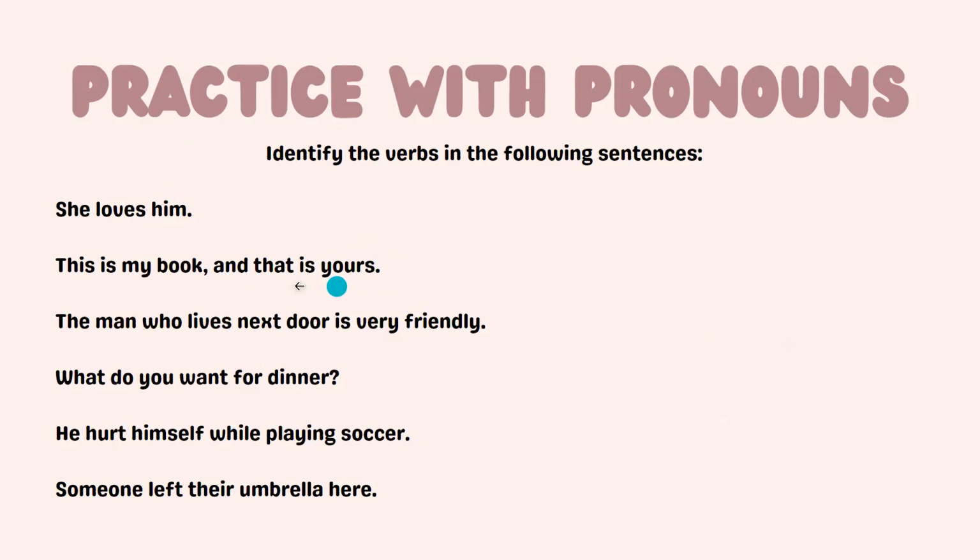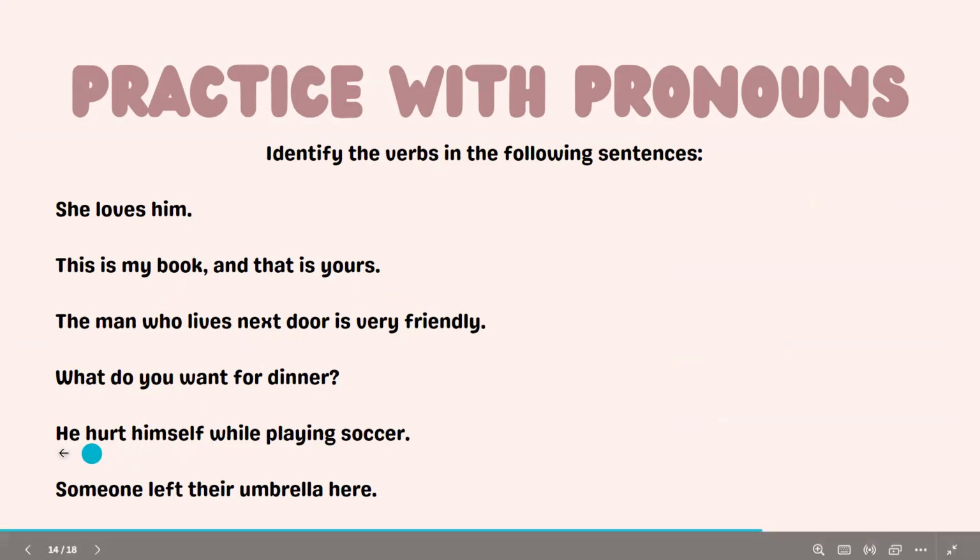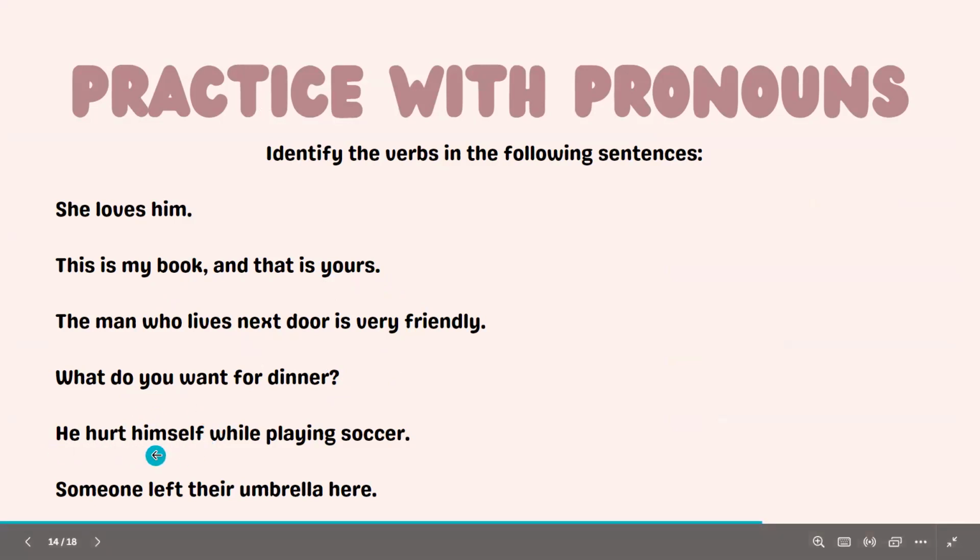For the third sentence, "who" is going to be your pronoun. For the fourth sentence, "you" is going to be your pronoun. For the fifth sentence, "he" and "himself" are going to be your pronouns. And for the sixth sentence, "someone" is going to be your pronoun.